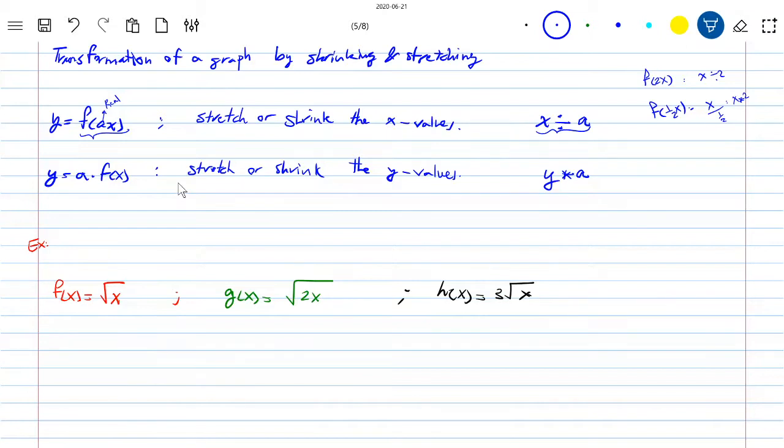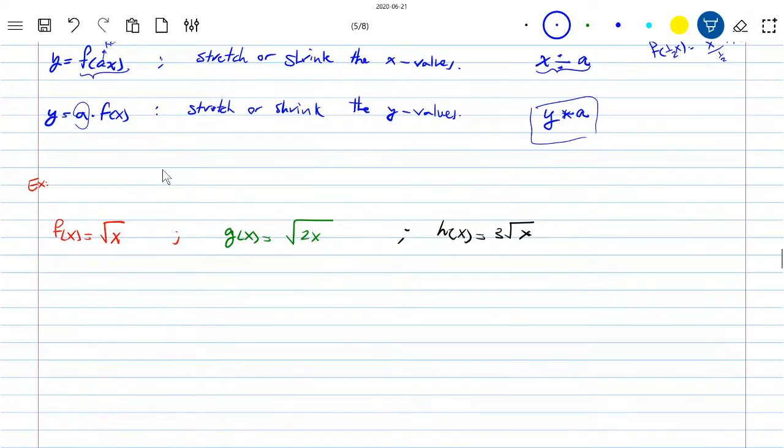What if you do it outside? If you multiply a constant to the f of x, that means all the y values are going to change. All the y values will rescale by a. If a is greater than 1, it will be stretching. If a is smaller than 1, it's shrinking. So the stretch and shrink basically depends on the scale that you're multiplying. If a is bigger than 1, you're stretching the graph. If it's smaller, then you're shrinking the graph. I'll do examples just to show you.